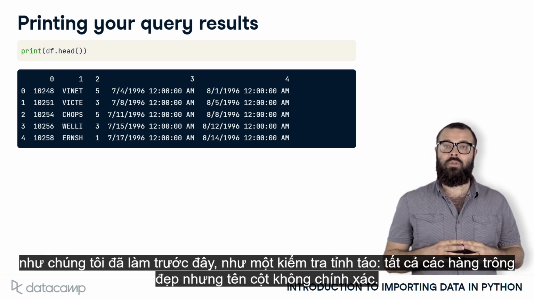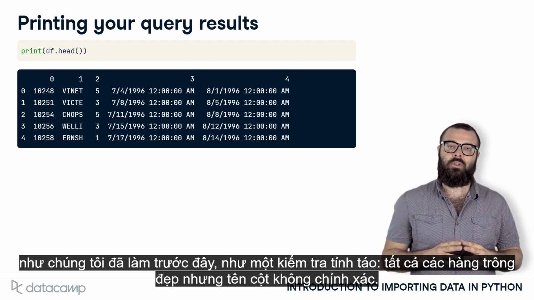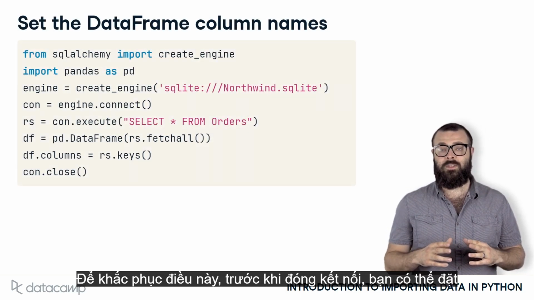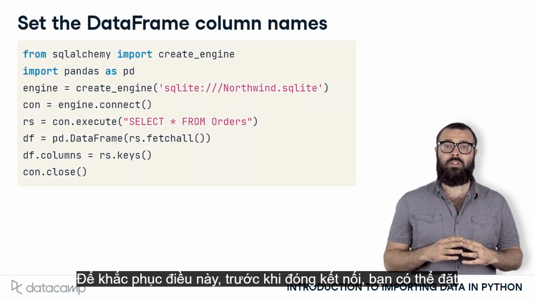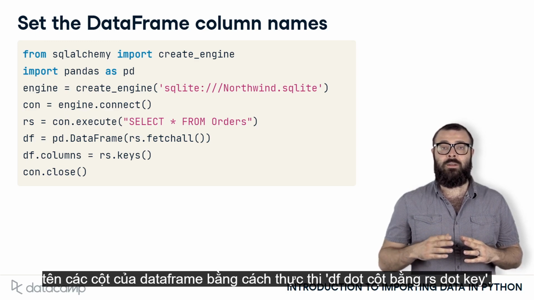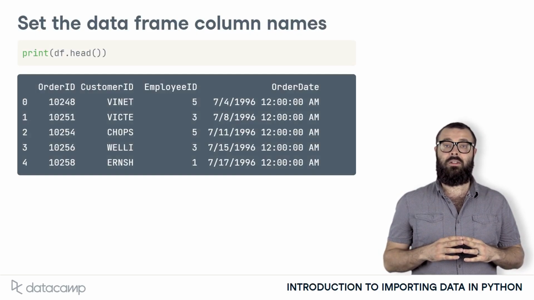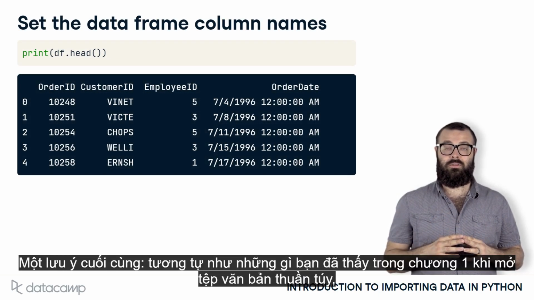All the rows look good, but the column names aren't quite correct. To fix this, before closing the connection, you can set the DataFrame's column names by executing df.columns equals rs.keys().